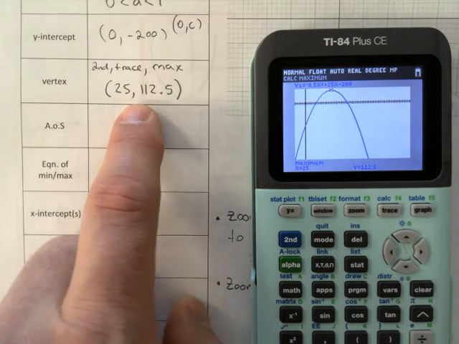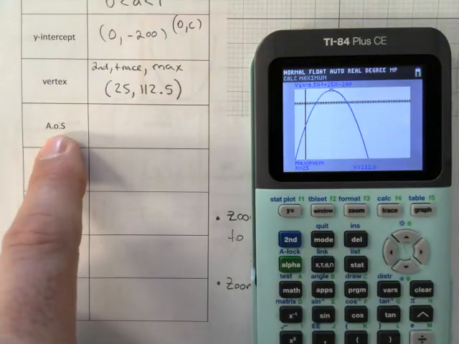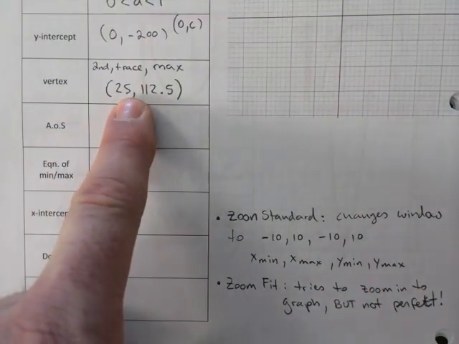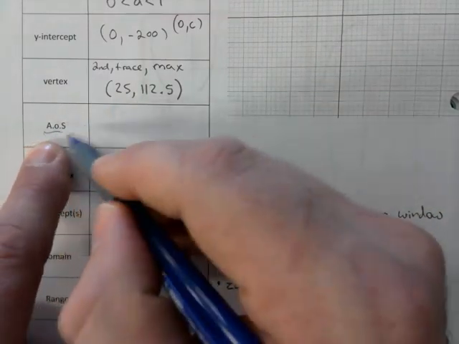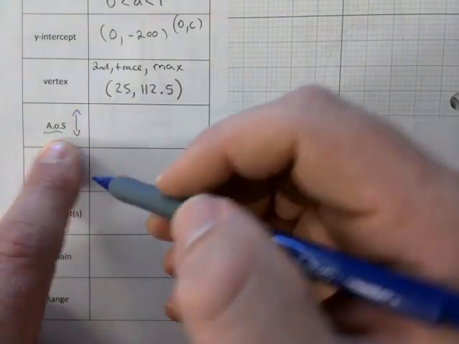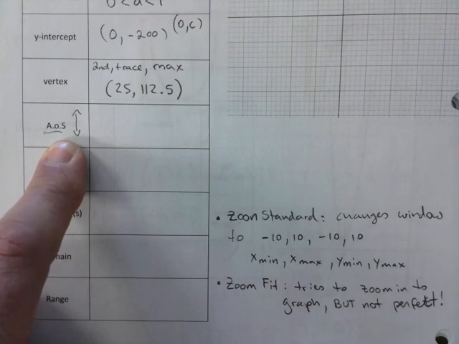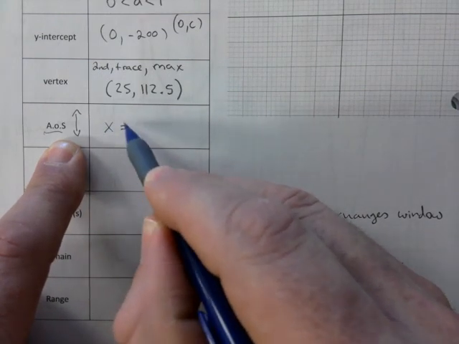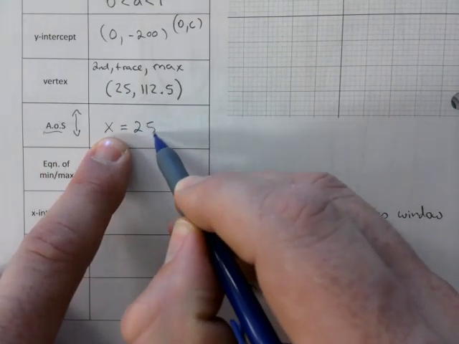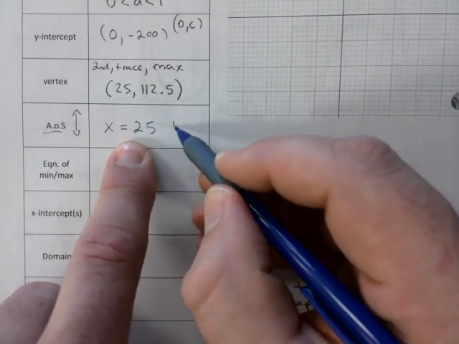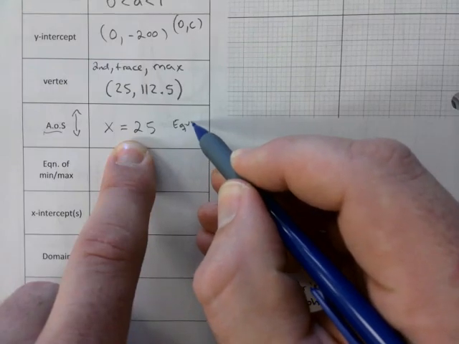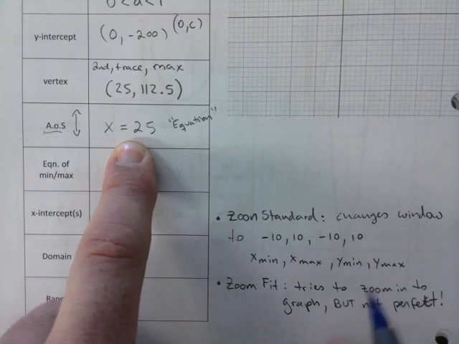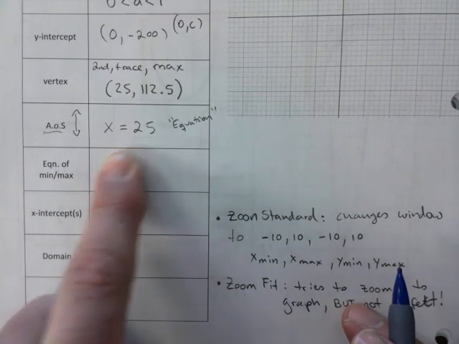And from the vertex, I don't know if you remember from yesterday, we can answer axis of symmetry and equation of the min and max just from this. The axis of symmetry is a vertical line that cuts through the vertex. It cuts your parabola in half. So it's the equation x is equal to 25. It's an equation, okay? You don't need any keystrokes because you don't need it for this case.